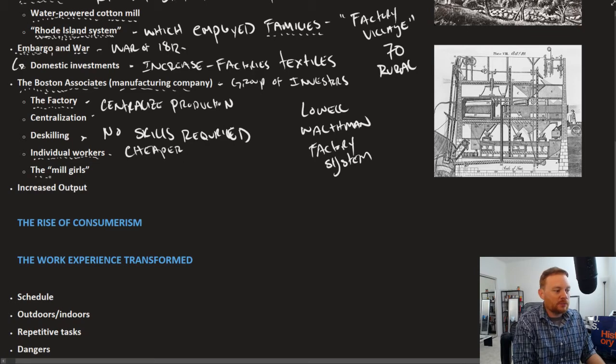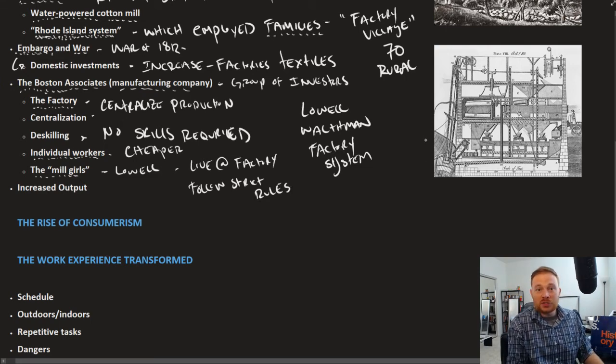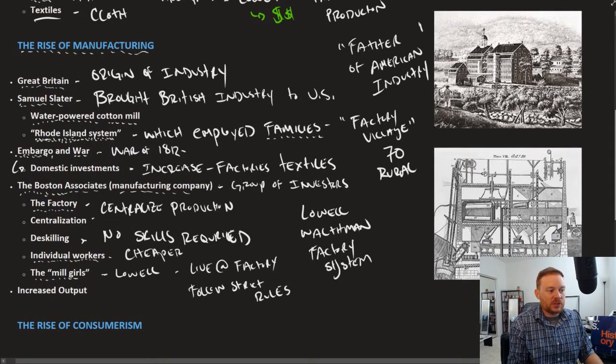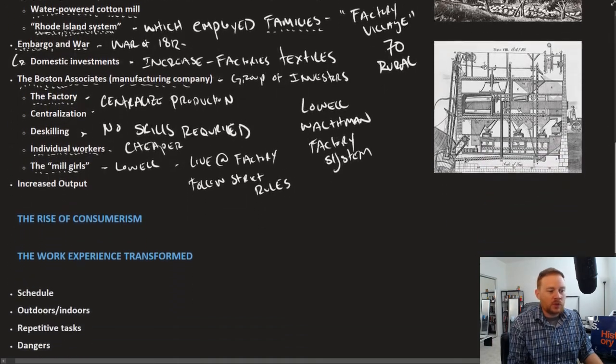And specifically, the most probably famous case of this was the Lowell mill girls in Massachusetts, who were young women who were required to live at the factory. They were required to follow strict rules, including no drinking and mandatory church attendance on Sunday. And one of the reasons why this particular factory system in Lowell, Massachusetts, only hired mill girls was to create a certain degree of respectability for that.